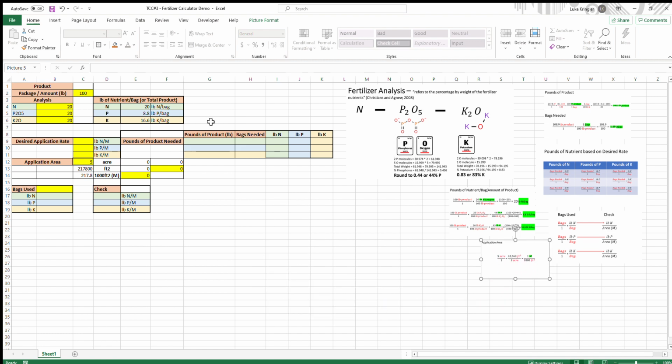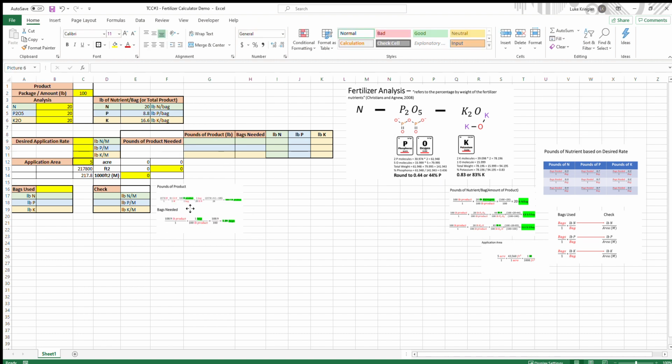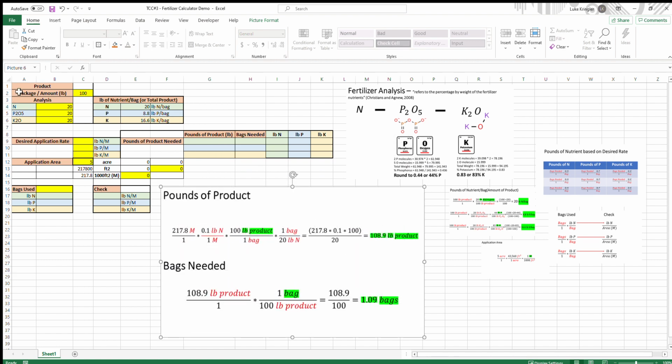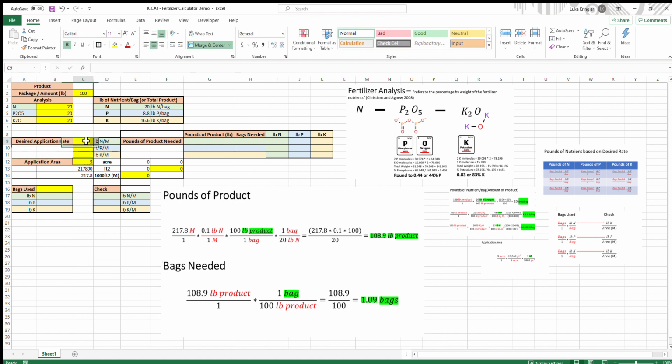Now we're going to move on to something that's a little more useful. So this pounds of product column, here is how we will get these formulas. So our desired application rate is as if we get an order or we have to apply a certain amount of nitrogen per 1,000 square feet, and we have a certain product to do it, and we know our area. So let's say, for example, I want to apply 1/10 of a pound of nitrogen per 1,000 square feet to a 5-acre area using a 20-20-20 fertilizer that comes in 100-pound bags.